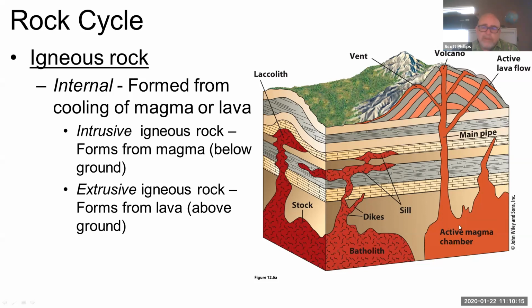So if magma down here cools underneath the ground, it becomes what we call intrusive igneous rock, like inside, intrusive, below the ground. And sometimes if it makes it all the way out to the surface through a volcano, we call that extrusive igneous rock. So that is rock that is formed from lava up at the surface.